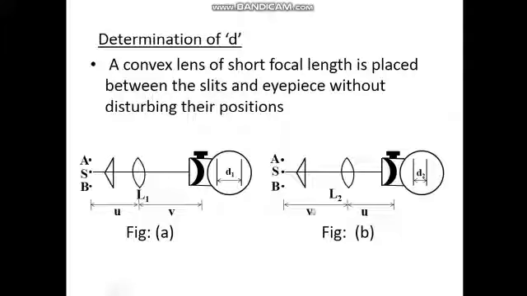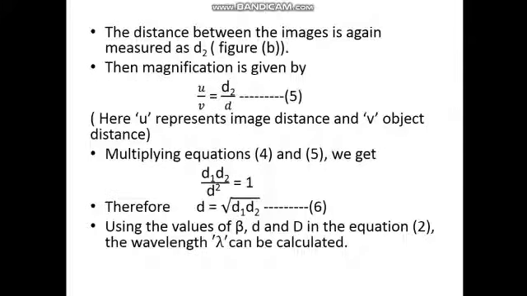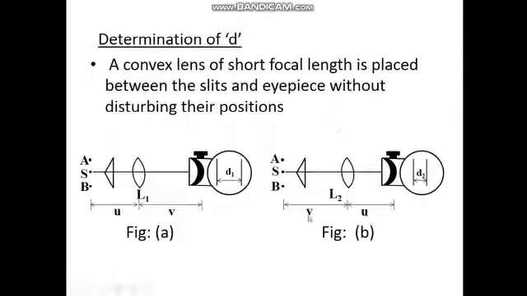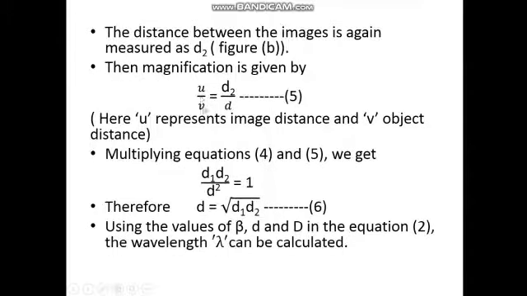The lens is moved towards the eyepiece, where again a pair of images is seen. Here the distance between the images is measured as d2. Therefore, the magnification is given by u by v is equal to d2 by d. In the second case, v represents the object distance and u represents the image distance.